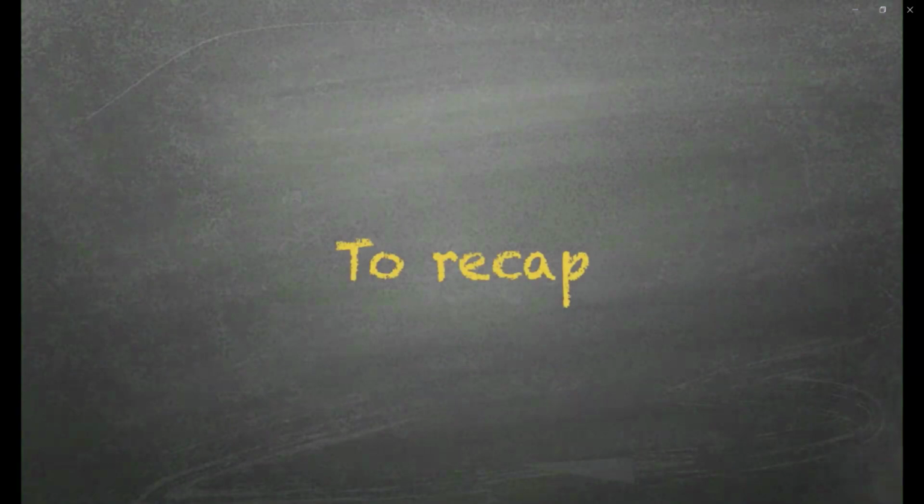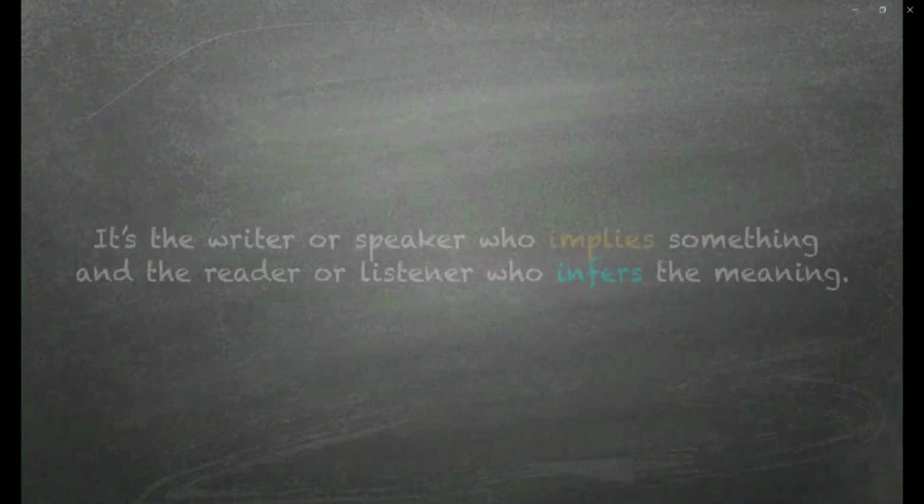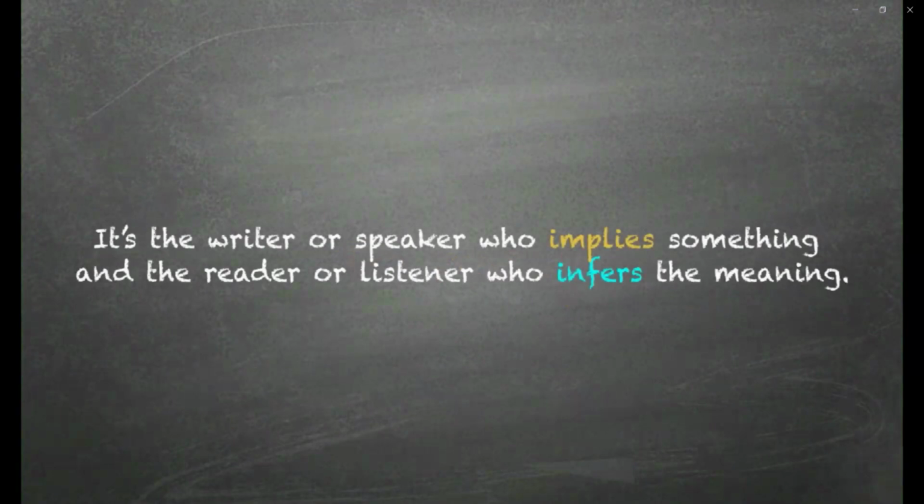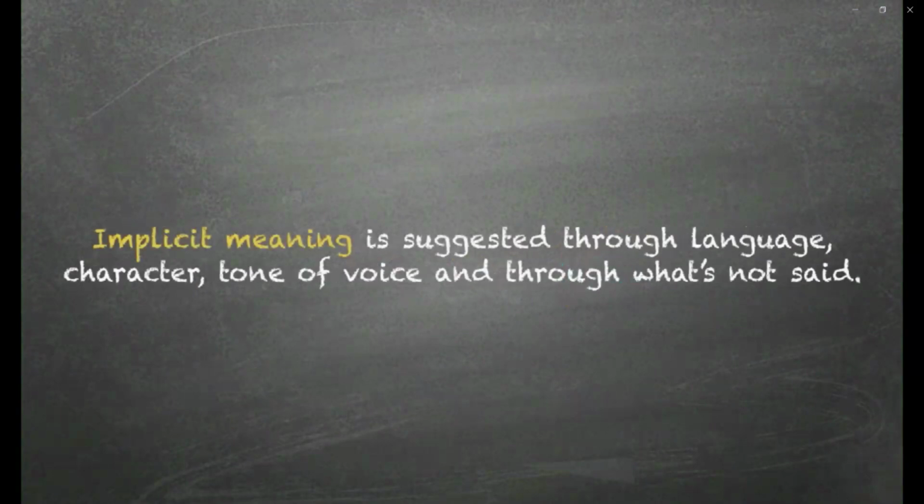To recap, it's the writer or speaker who implies something, and the reader or listener who infers the meaning. Implicit meaning is suggested through language, character, and often through what's not said.